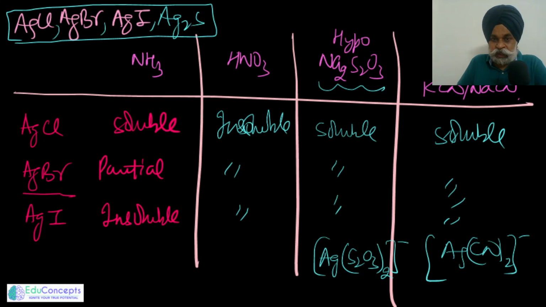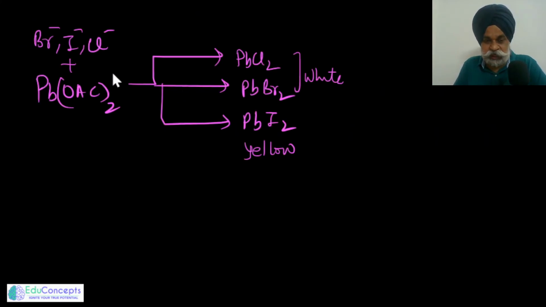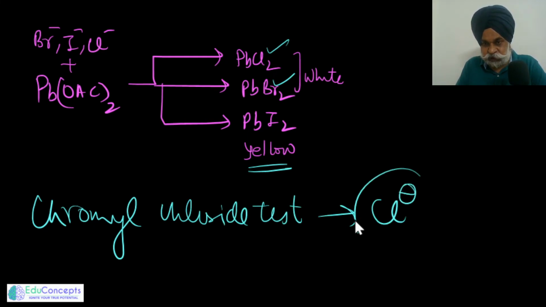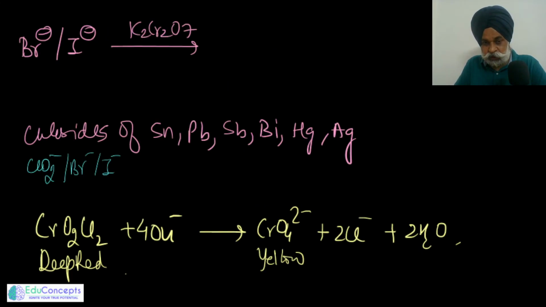Okay, coming to the next point, with lead acetate, chloride and bromide would give a white precipitate, and PbI2 would give, some books say, a light yellow or yellow precipitate. Now, out of these halides, one of the most important tests is the chromyl chloride test. The chromyl chloride test is a test for the detection of chloride ions, where chloride is being treated.